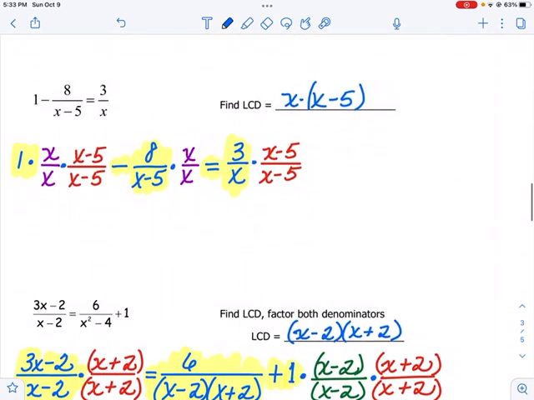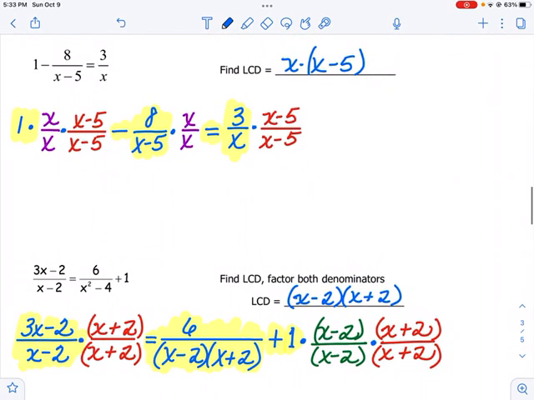Now, I want you to pause your video and pick up on the next video and try these two equations, where we get the LCD, and then after we get the LCD, we multiply each term by the missing factor of the LCD. But remember, first we have to factor in that second one. Okay, thank you very much.